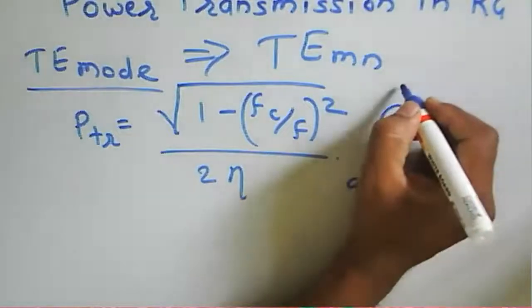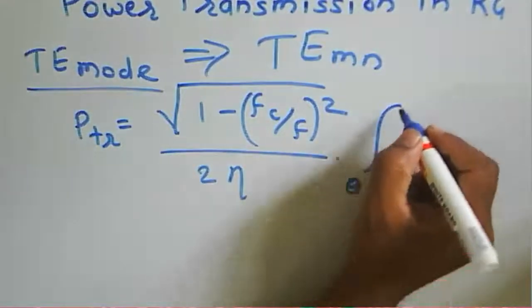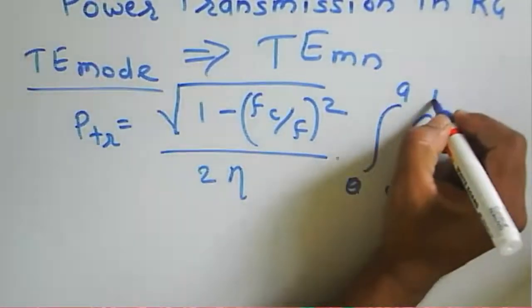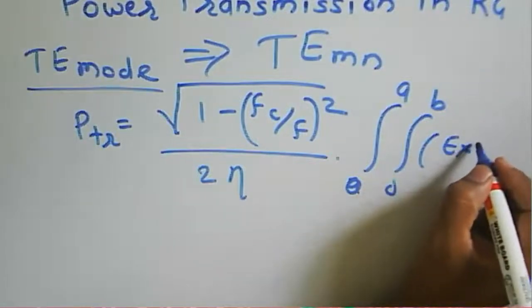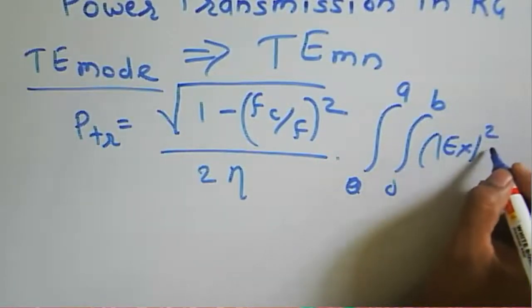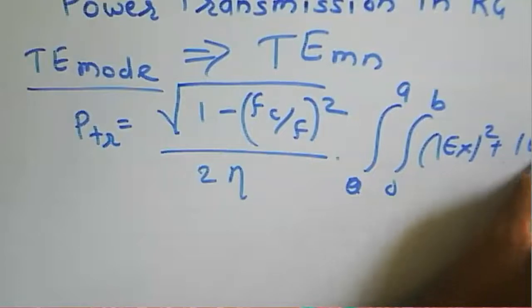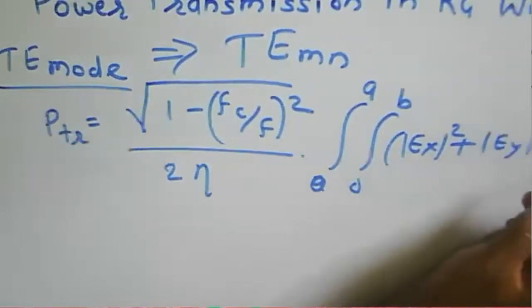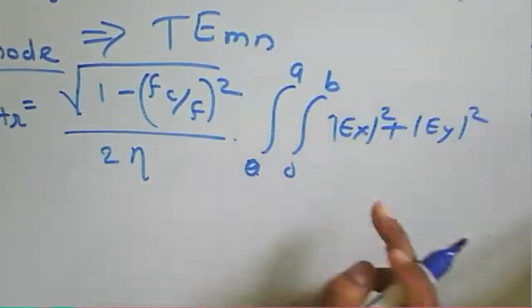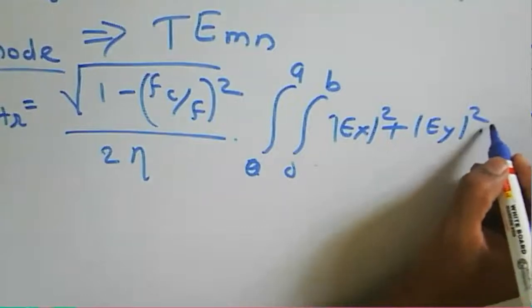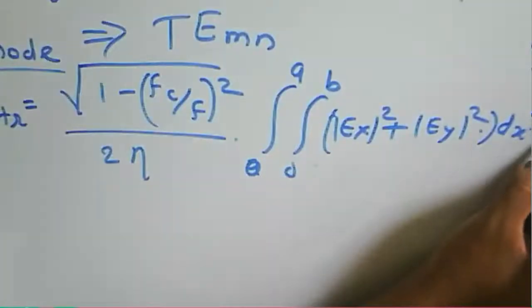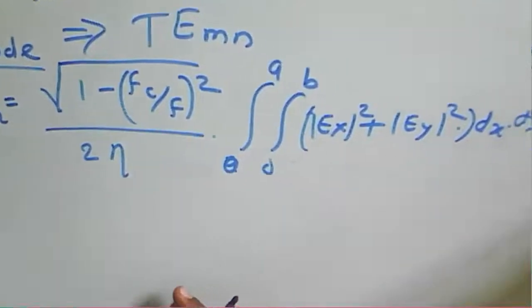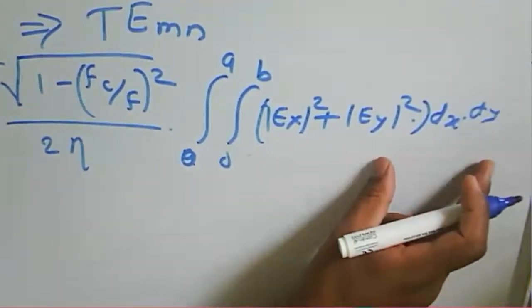And we know that for the field components, Ex square plus Ey square, we are supposed to consider dx dy. Okay, so likewise.